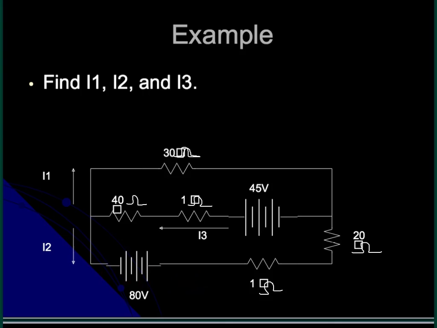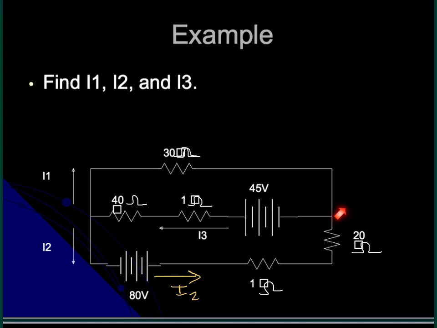I2, we're going to say I2 is going to come out of the 80-volt battery. Okay, the problem already gave us I2, but let's say it didn't give us I2. The 80-volt battery is bigger than the 45-volt battery, so we're going to say that's going to be the most powerful one. And then it's going to go through the 1 ohm resistor, through the 20 ohm resistor.